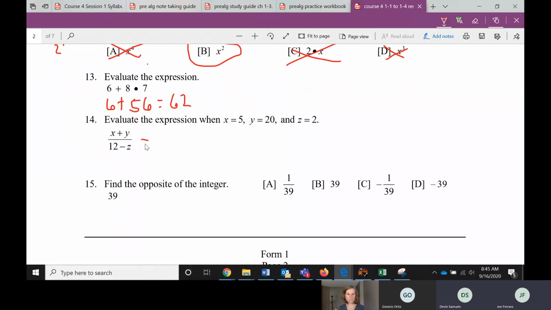14 is a little more difficult, but still not too bad. Just make sure you're plugging in the right numbers. When you have a fraction like this, you just do the top separately than the bottom and then divide. So x is 5, y is 20. The bottom, the 12 is given, so you just copy that down. Z is 2.